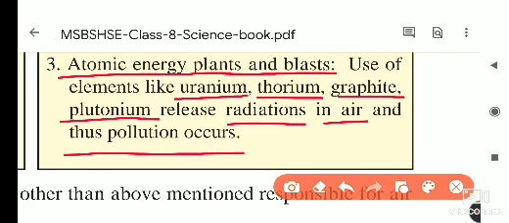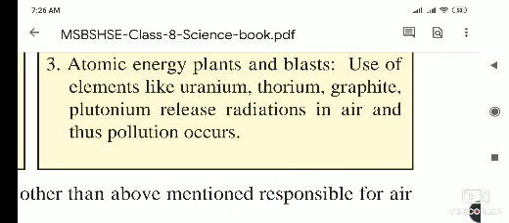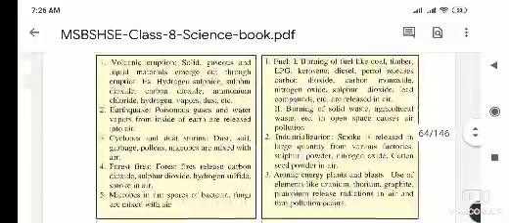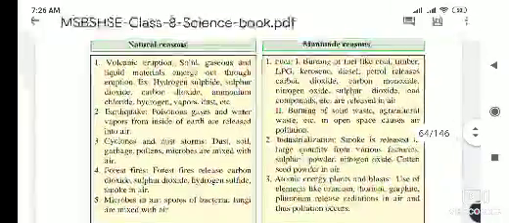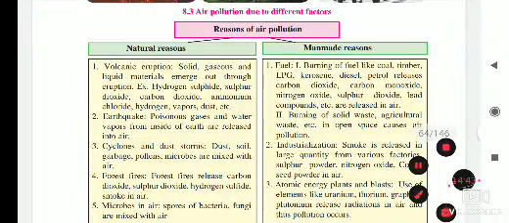And because of this radiation, the genes also mutate. So it is a very dangerous radiation. So these are some reasons we have seen now, some of which are the natural reasons of air pollution, and some are the man-made reasons of air pollution.